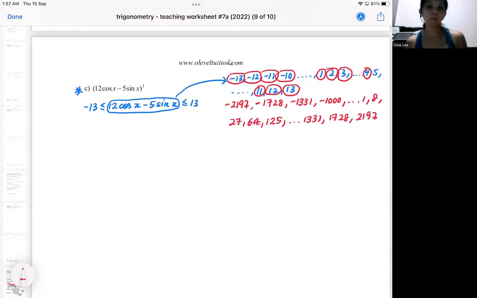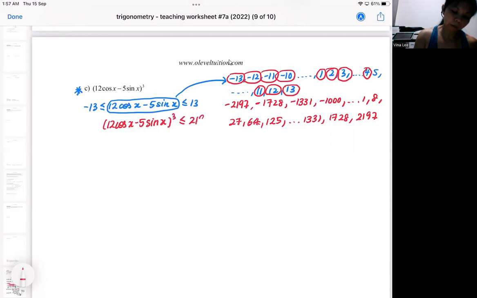So you look at what are the values after the cube. So you realize that the maximum will be 2197. The minimum will be minus 2197. Okay, so that is the maximum for the cube. This is the minimum for the cube function.